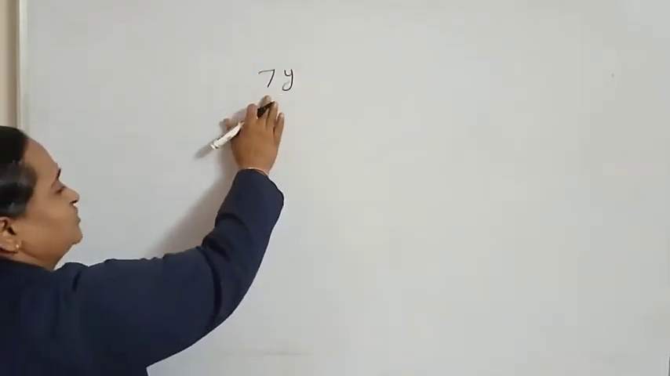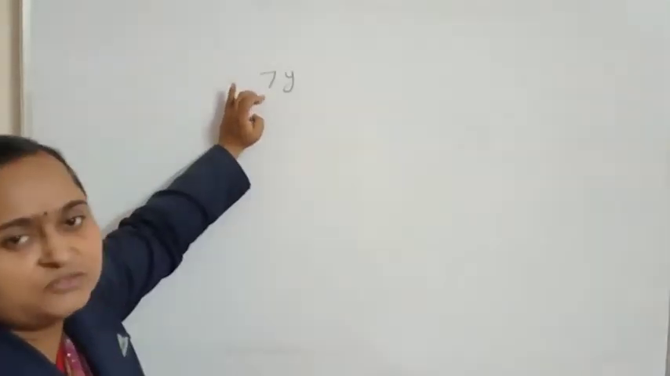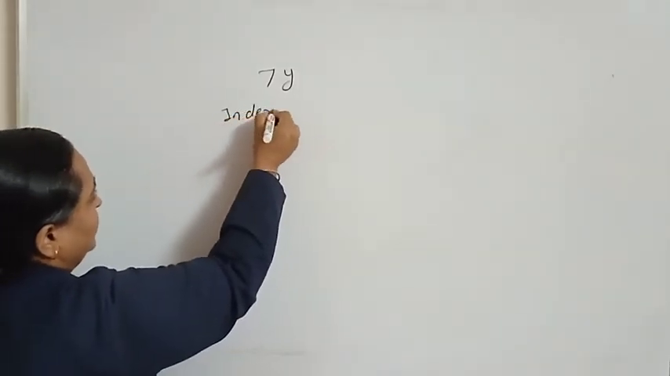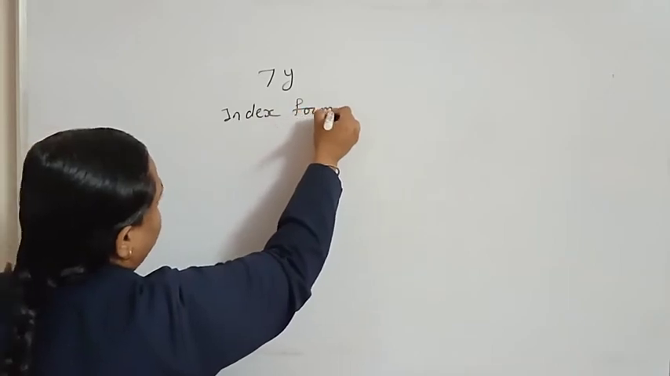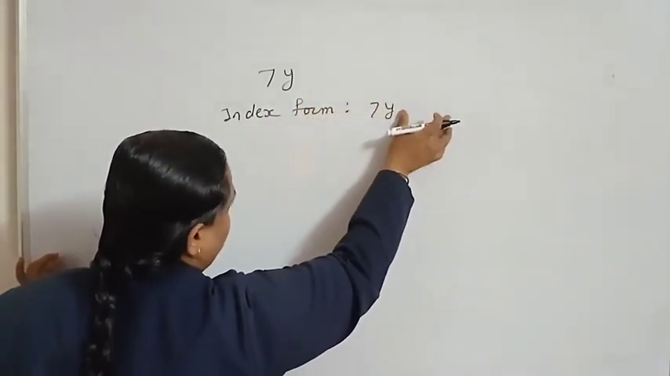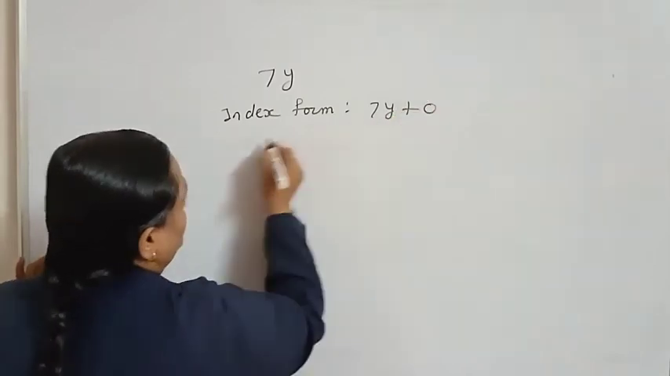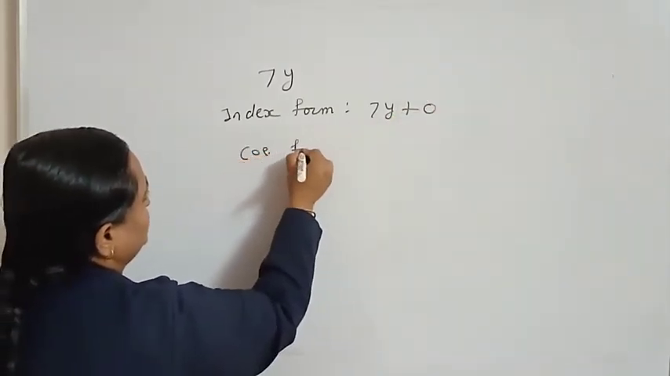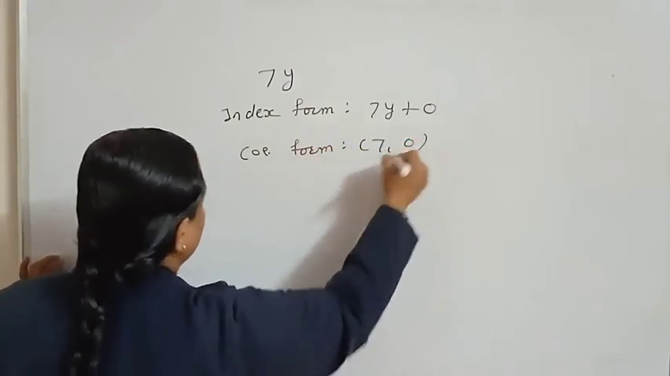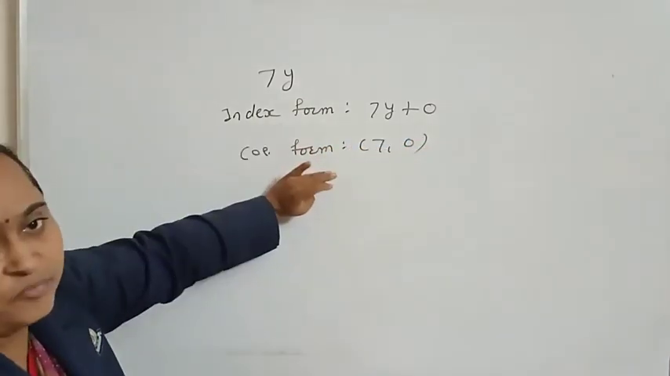Again example we will take of this, 7y. Now this 7y you have to write down in coefficient form. Then first you have to write down index form. Index form 7y. After that constant number will come, that is not there, 0. Then coefficient form we are writing 7, 0. This is coefficient form of that.